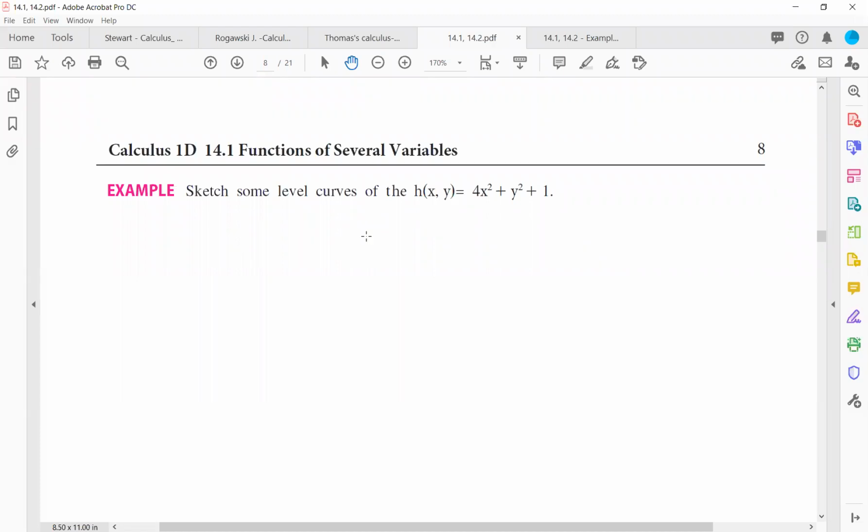Another example, sketch some level curves of the function 4x squared plus y squared plus 1. Note that k is not given here, so you need to come up with some k values and graph these level curves. Please pause the video, solve the question, then we go over the solution together.